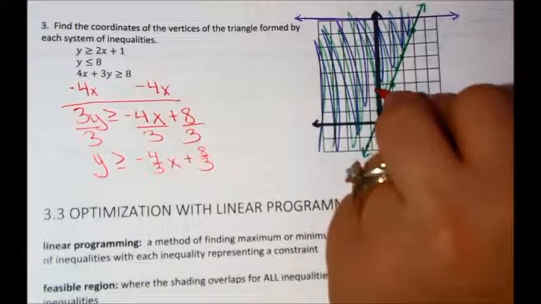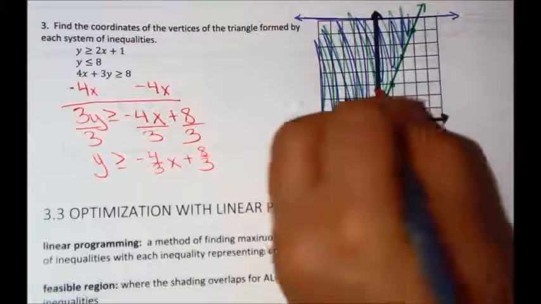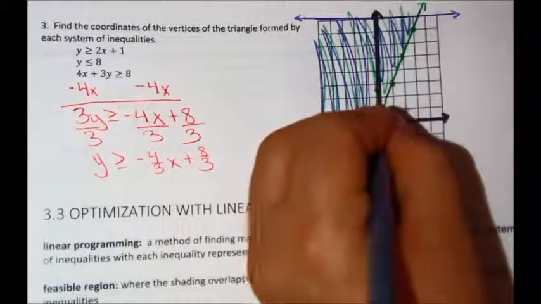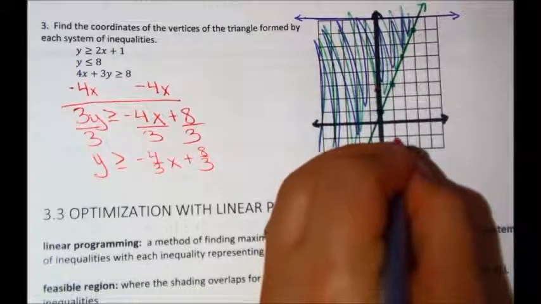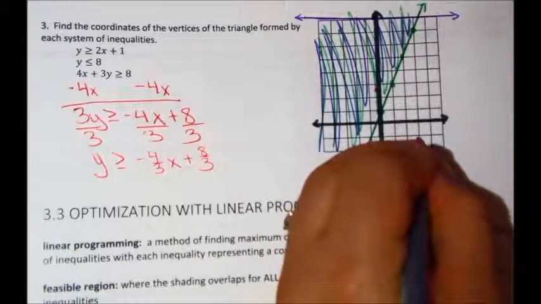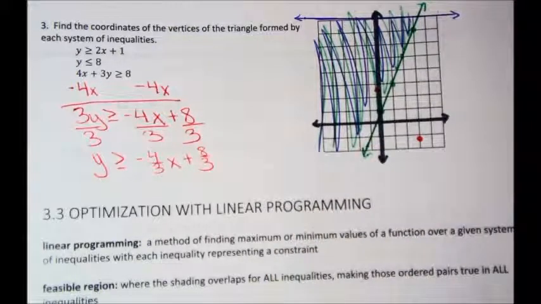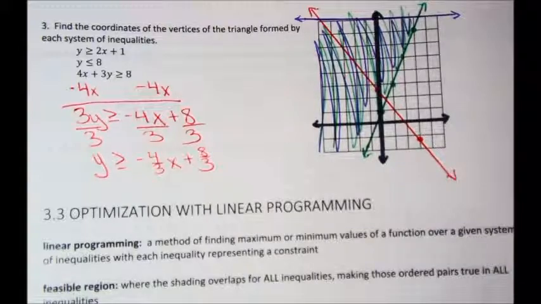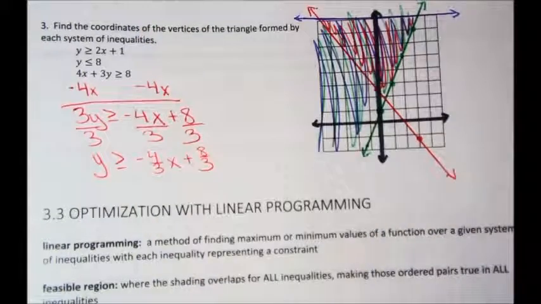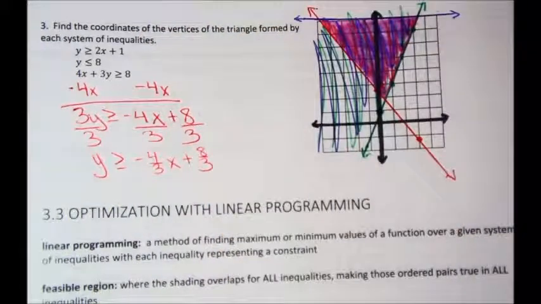Our slope is negative 4/3. So we're going to go down 4 and over 3: 1, 2, 3, 4, and over 1, 2, 3. This is also a solid line because it's equal to. Y is greater than, so I'm going to shade up. The triangle is my solution set.